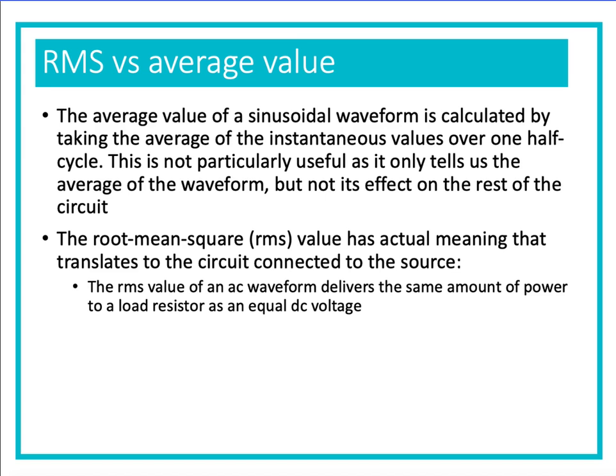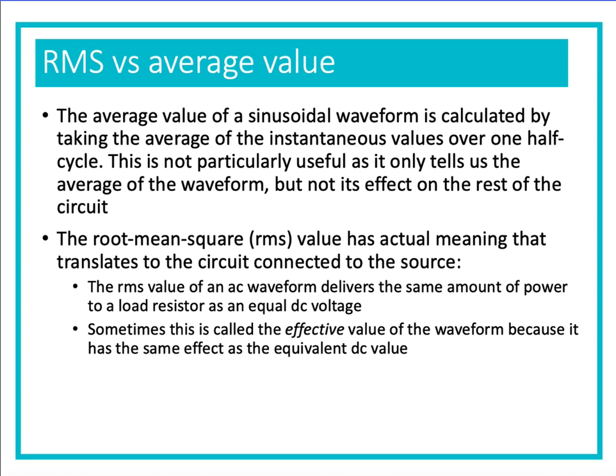If you ever use a digital multimeter to measure AC voltage, the value that you get is the RMS value. So if you go and measure the voltage coming out of the wall, you will get the RMS value of the voltage being delivered to your house. You won't get the peak value, you just get the RMS value.